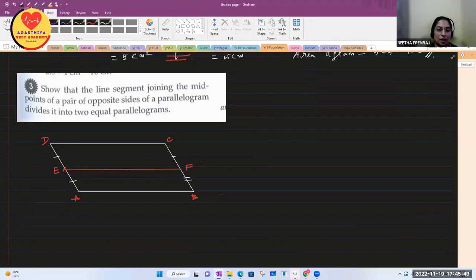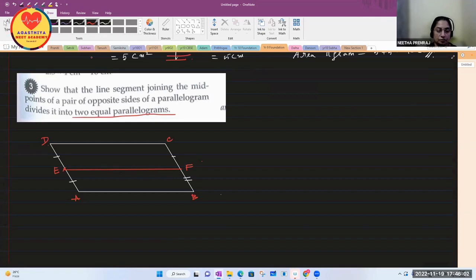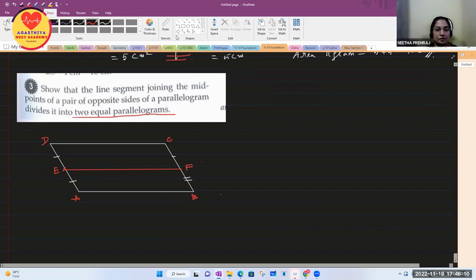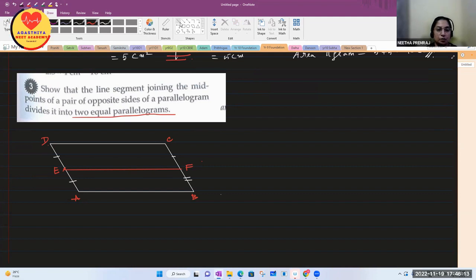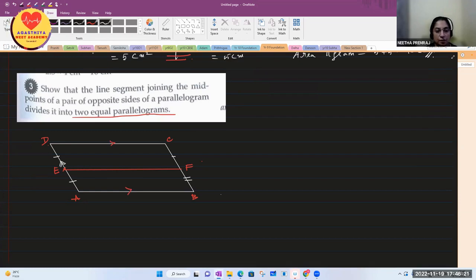Then what you have to prove? The line EF divides it into two equal parallelograms. You have to prove two equal parallelograms. So how do we prove it? Okay, let's see. Now, if you see, we write a quadrilateral. We are not very sure about it, isn't it? But you know that these two are parallel, and these two lines are parallel, that you know. How do you write the steps? That matters a lot. Solution.